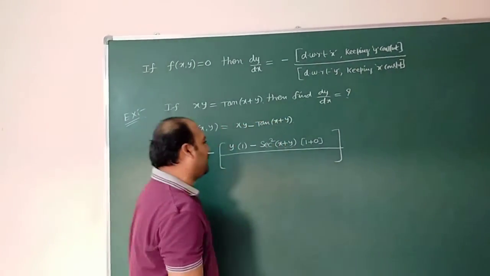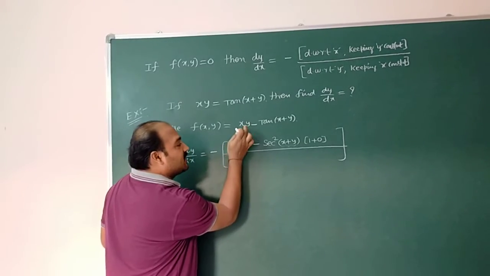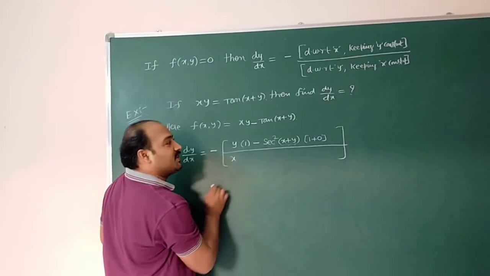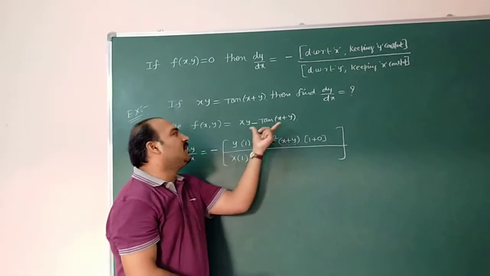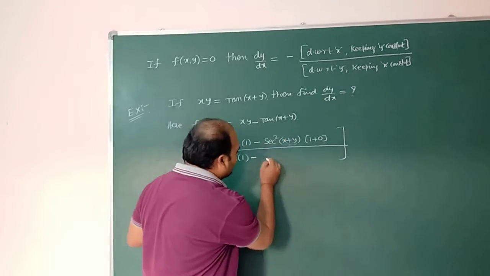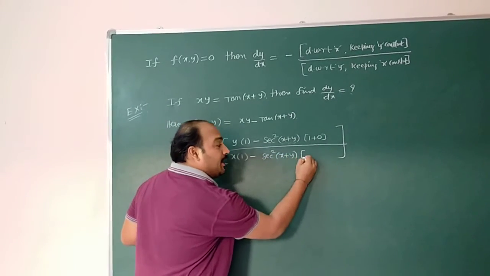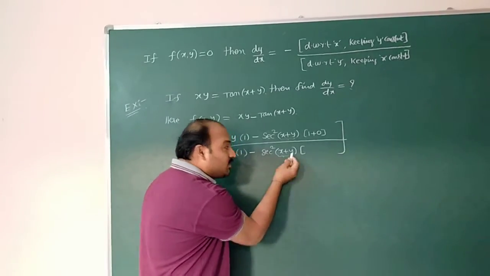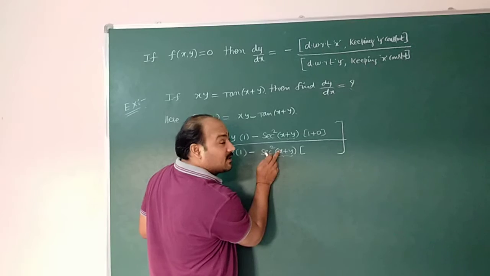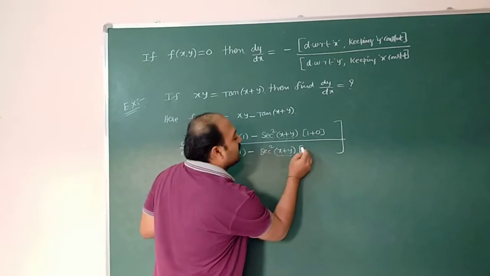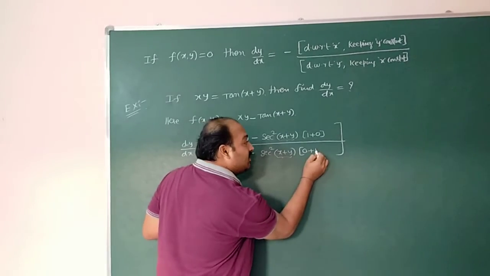keeping x as a constant. So now differentiate with respect to y. Whenever differentiating with respect to y, x we can treat as a constant. d/dy of xy is x, minus tan(x plus y) derivative is secant square of (x plus y). Here there is no change at all, x plus y, into this you have to differentiate with respect to y, not x. So d/dy of x, x is constant, the derivative is 0, plus d/dy of y value is 1.